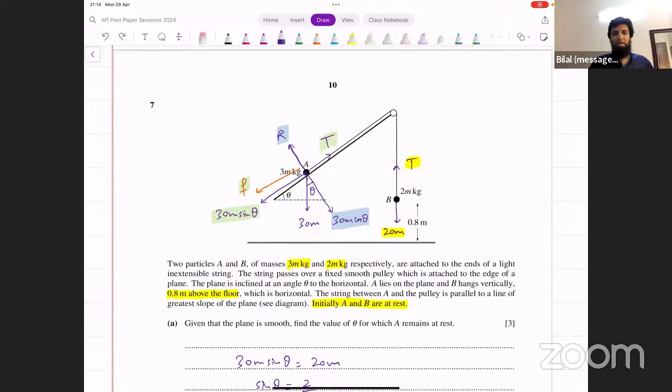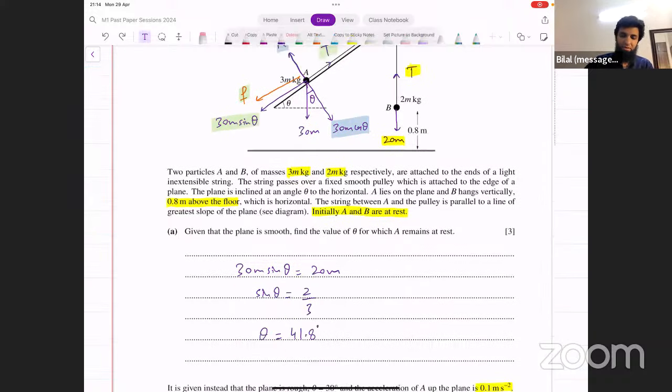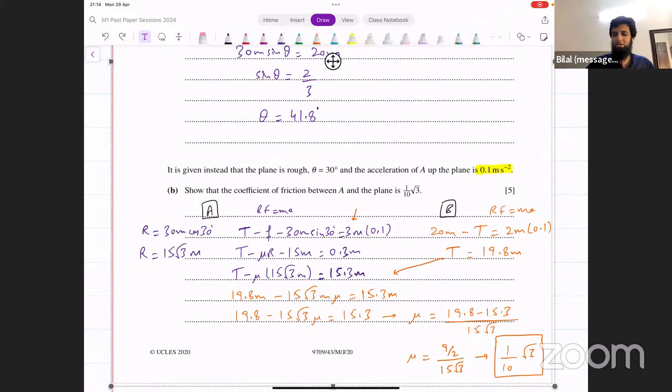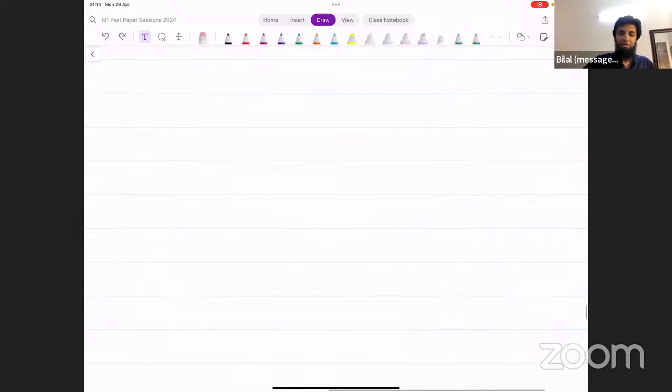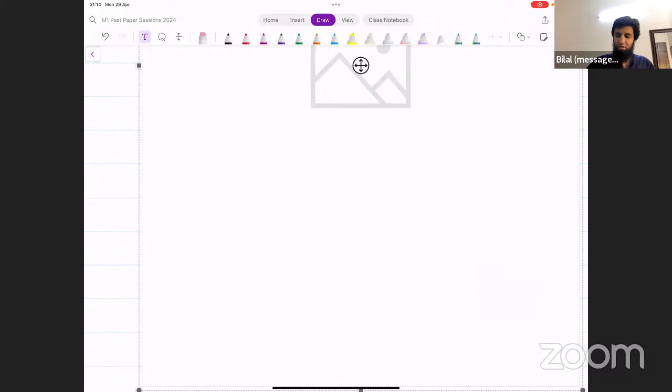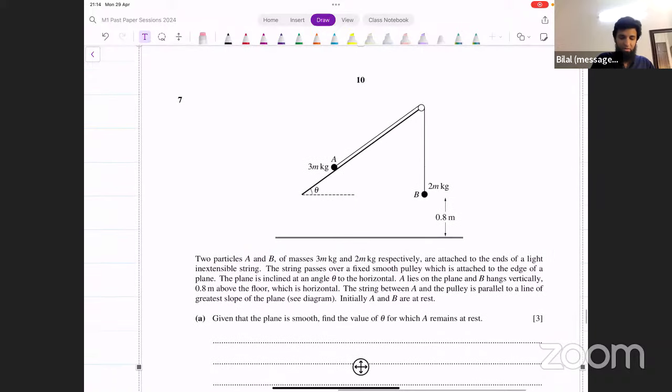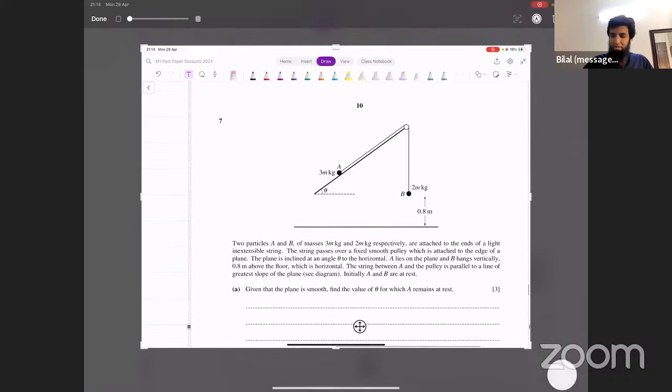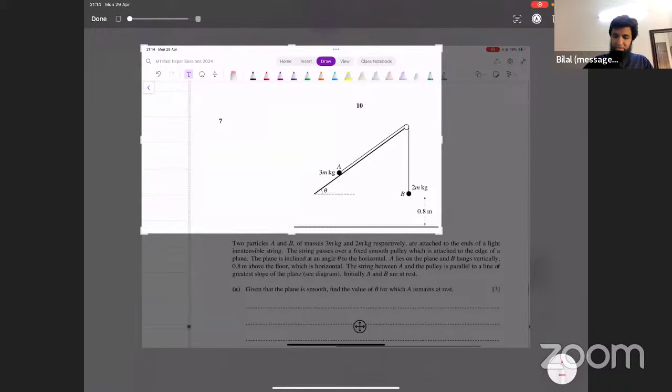Again, it's that type of problem where the string becomes slack at some point. There's a lot of clutter on this diagram already. You will do this using a pencil, as in annotating on the diagram. That will be done with a pencil, so that for the next part you can erase that. I can just copy this like this.